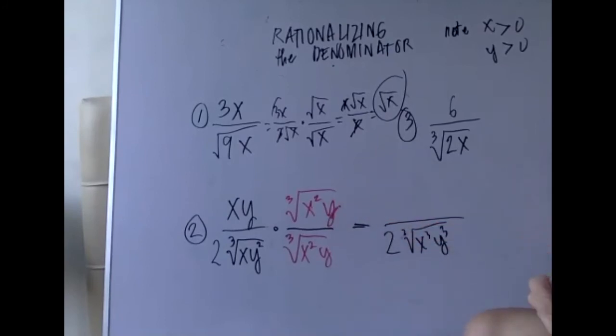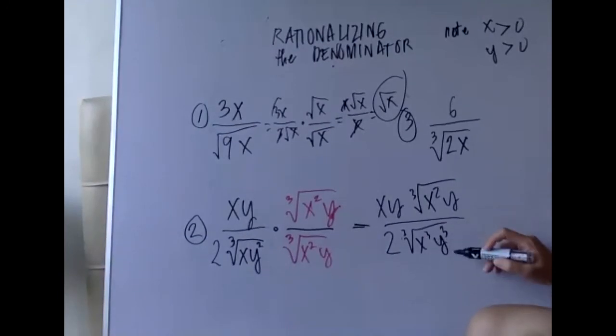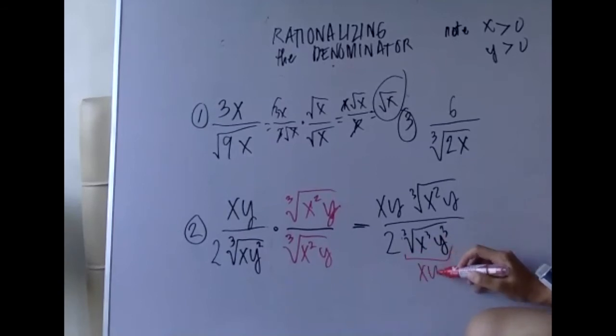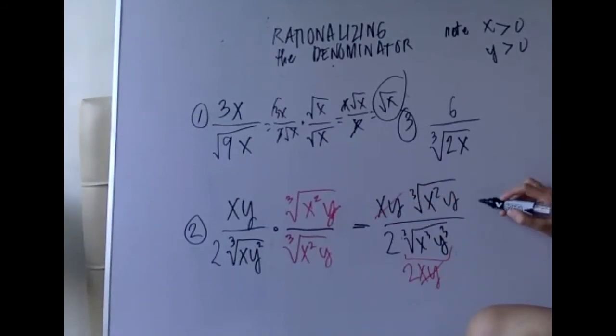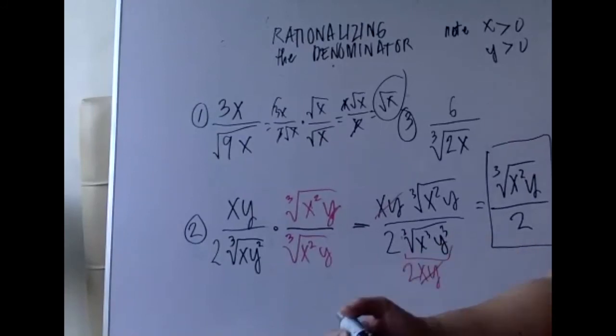Pangit na sulat. Okay. So sa taas, we will have xy cube root of x squared y. Eto guys, malalabas mo yung x, malalabas mo yung y. This part is just equal to xy. So meron kang 2xy dyan sa baba. Magka-cancel yung xy, may iwan tayo with cube root of x squared y over 2. Okay? Ito yung final answer. May questions ba?